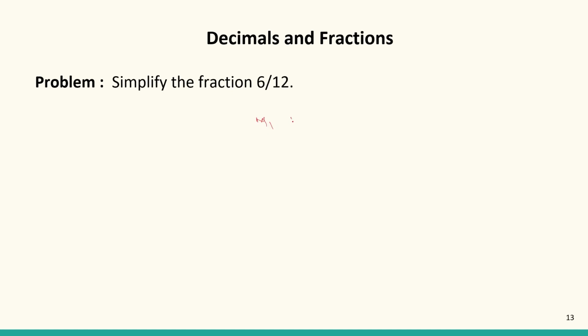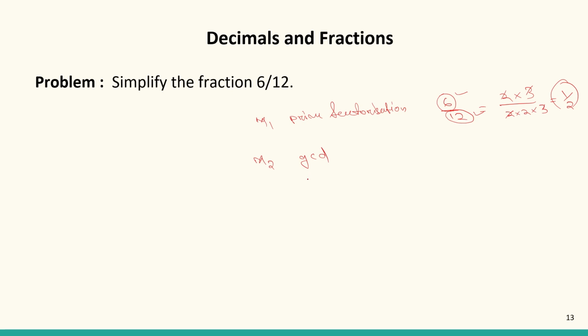There are two methods. Method 1 is prime factorization, and method 2 is GCD. Let's do it by prime factorization first. So 6 by 12. Here you can see that the numerator is 6 and the denominator is 12. So let's do their prime factorization. This is nothing but 2 into 3, and this is nothing but 2 into 2 into 3. So we can cancel one 2 and one 3 here, and what we get is 1 by 2. This is the simplest form.